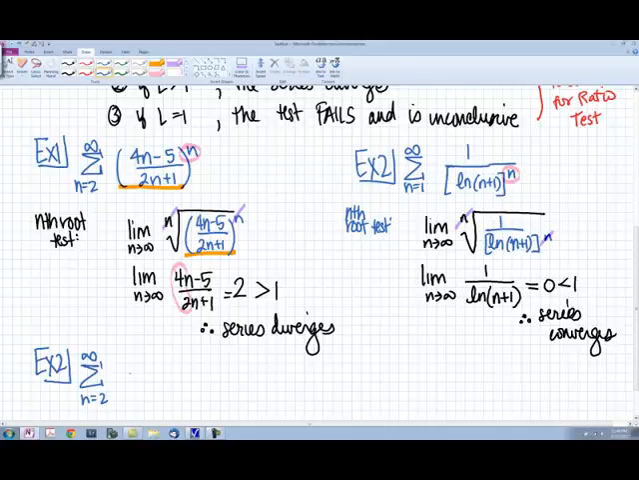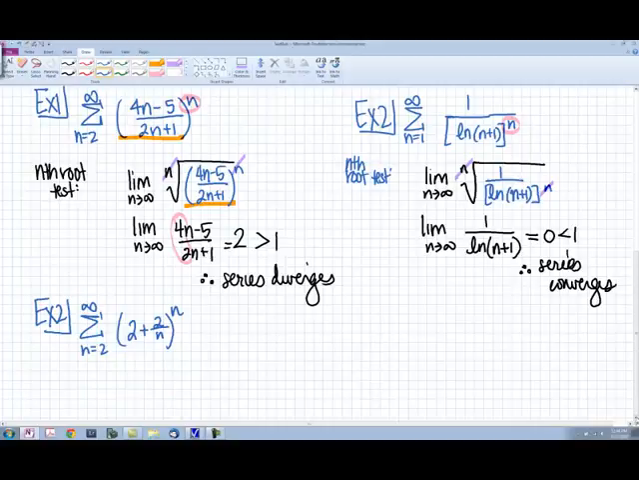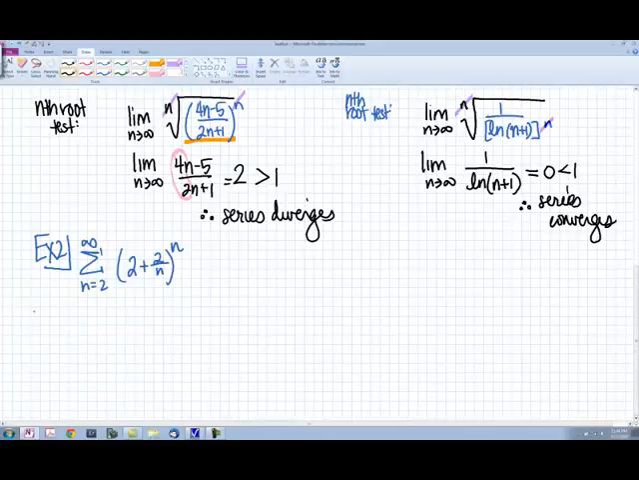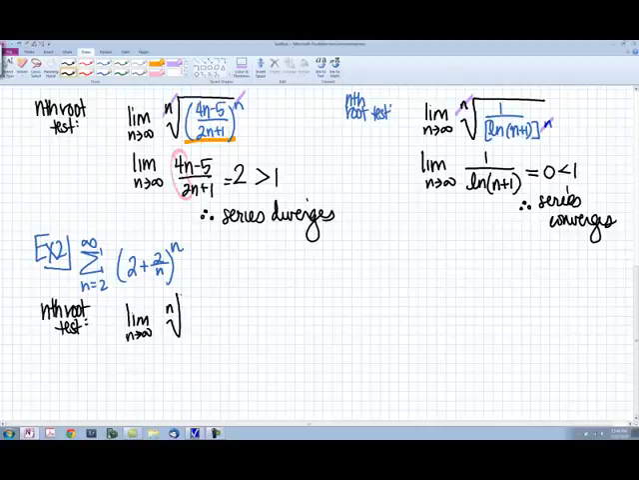So let's say we have (2 plus 2 over n) to the n power. This is going to have us again try the nth root test. Limit as n approaches infinity of the nth root of (2 plus 2 over n) to the n. And hopefully you can tell pretty quickly that as n approaches infinity, this is going to equal 2, because the 2 over n goes to 0, and the series diverges.